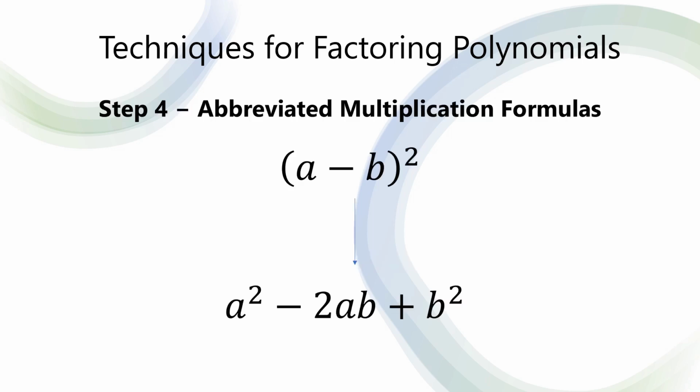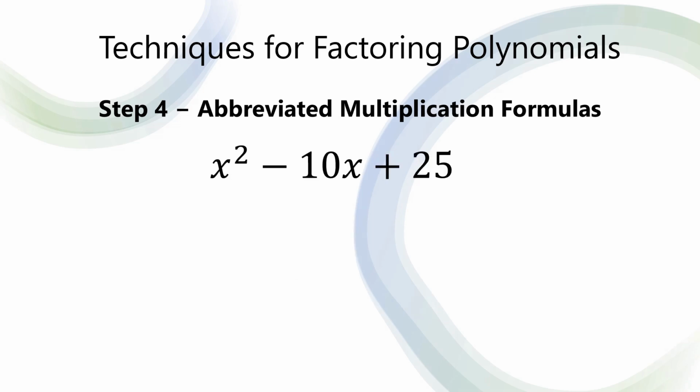The formula for the quantity a minus b squared is a squared minus 2 times a times b plus b squared. This formula represents the square of the difference between two values a and b. The formula for the quantity a plus b squared is a squared plus 2 times a times b plus b squared. This formula, on the other hand, represents the square of the sum of a and b.